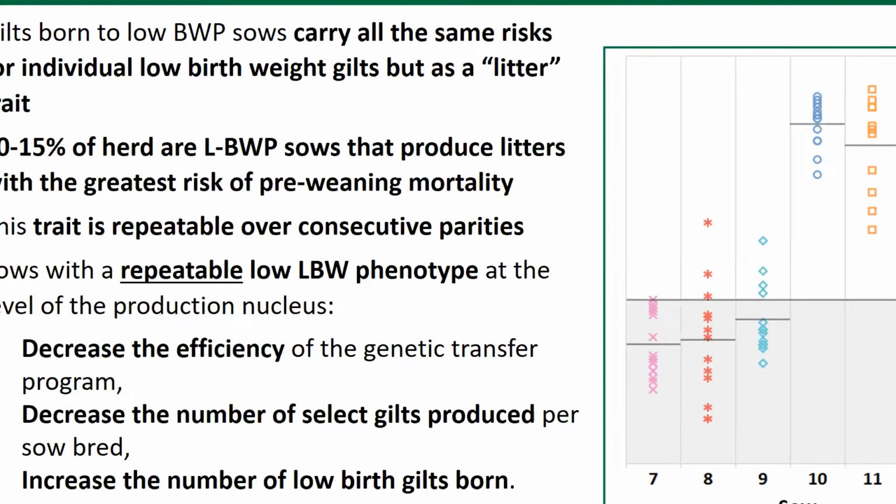If you're in a nucleus multiplication herd, these sows with the repeatable low birth weight phenotype really do decrease the efficiency of your genetic transfer program, decrease the number of select gilts produced per sow bred, and increase the number of low birth weight pigs born.